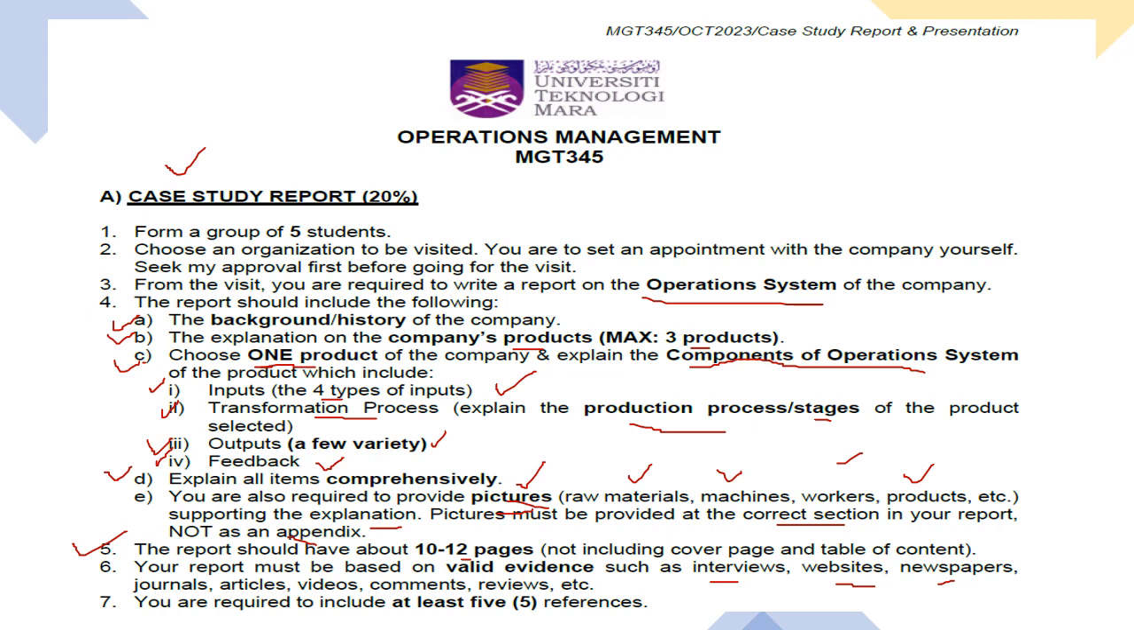You can also watch the production process from videos, YouTube videos, and get some information from there. Then you can read comments and reviews to get the evaluation or feedback from customers. If there are any newspaper cuttings on the company that you selected, then you can just take information from the newspaper and so on. Okay, so at least 5 references must be included in your report.